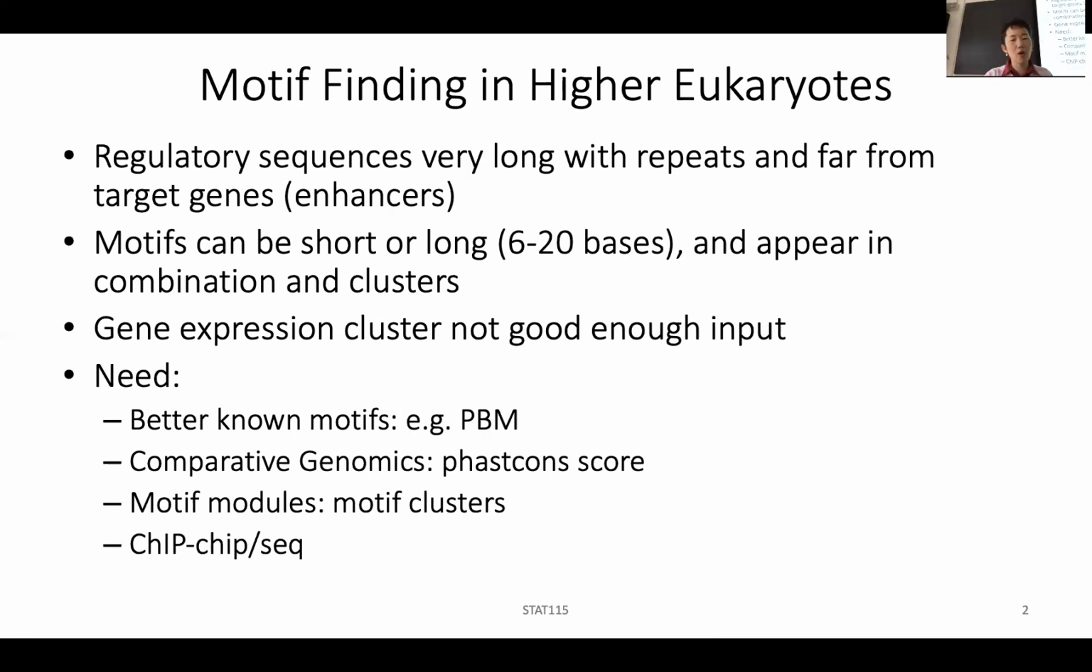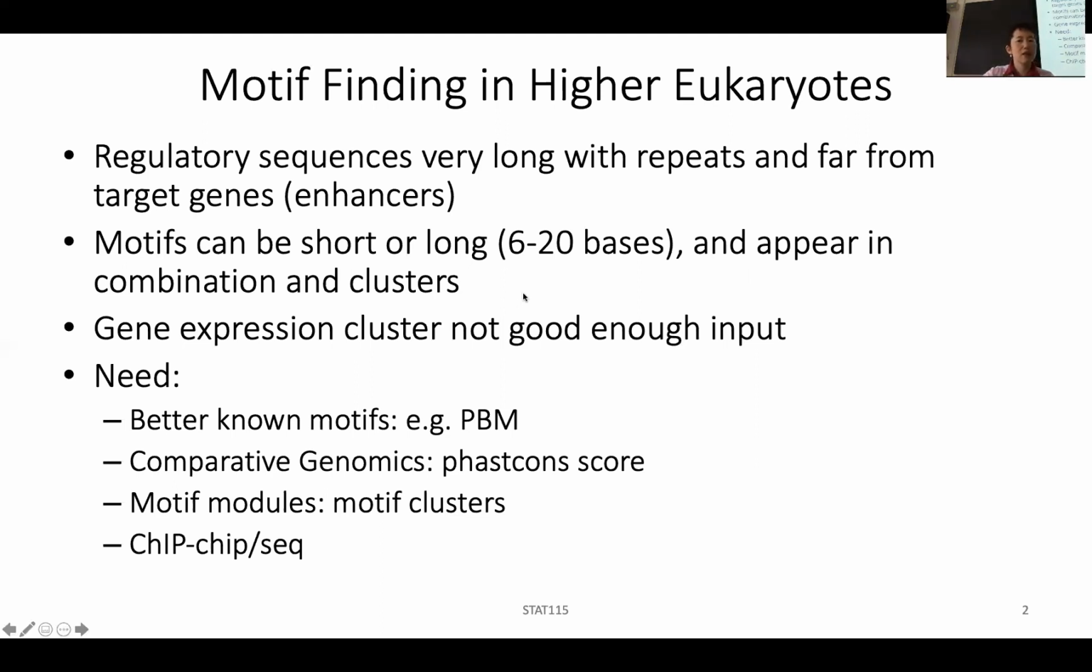These methods are okay when you look at the yeast or bacteria, and maybe even C. elegans. But by the time you look at human mouse, things are usually quite complicated. We mentioned that regulatory sequences that are bound by transcription factors can be quite far away from the target gene, and the sequence can be short or long. The motif can be short or long, and you can already start to see them appear in combinations with other transcription factors, or clusters of the same transcription factor repeating itself, just so that the transcription factor will be sure to bind that location and regulate the nearby genes more tightly.